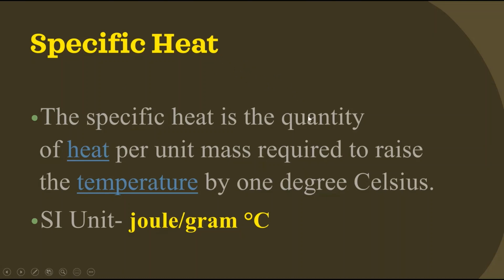So this is the heat required per unit mass to raise the temperature by 1 degree Celsius. So the temperature change should be 1 degree per unit mass. That quantity of heat is specific to specific materials, and the SI unit is joule per gram per degree Celsius. Okay, let's take an example.